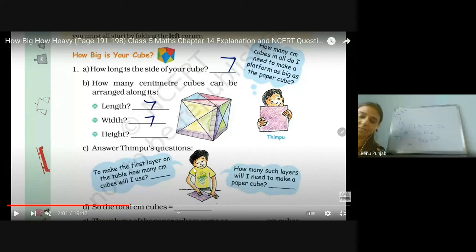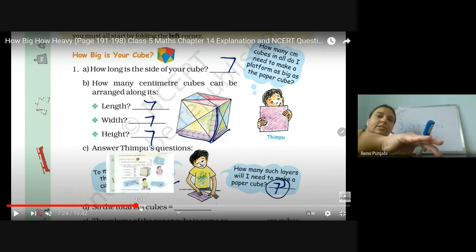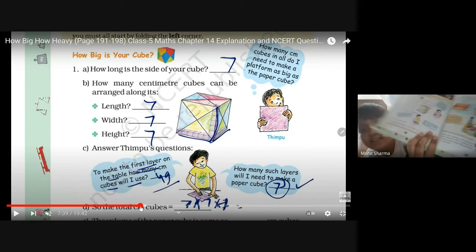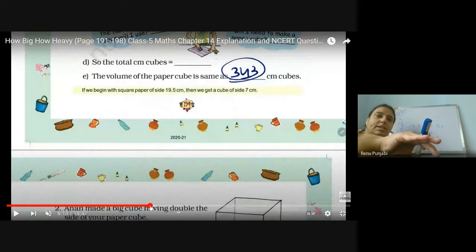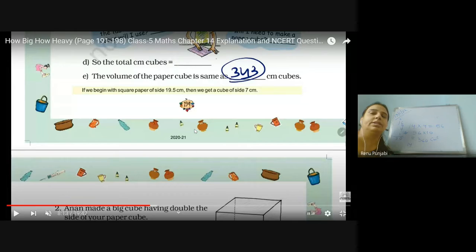49 multiplied by 7, 343. Yes, 343 centimeter cube. So what will be the next line? Right, the total will be 343 centimeter cubes. And for E also, you have to write 343. My answer is 743. 343, sorry. 343, yes. So in both the answers you will write 343 centimeter cubes.